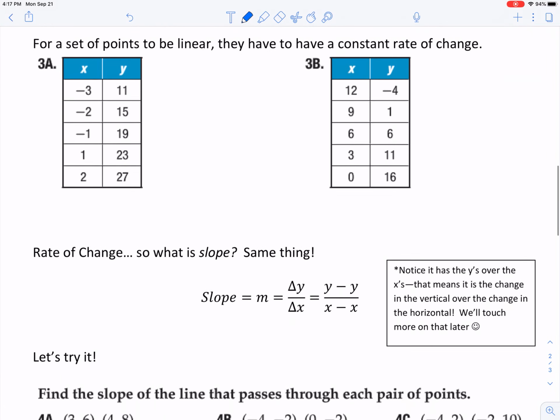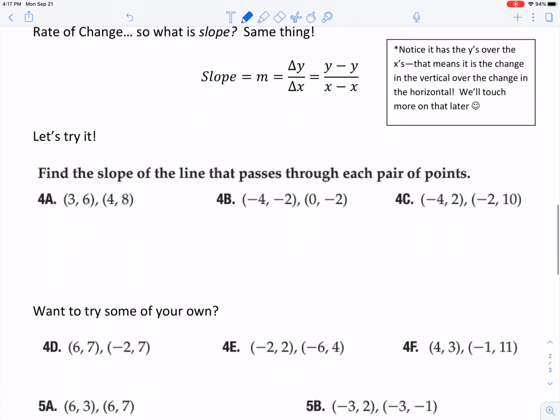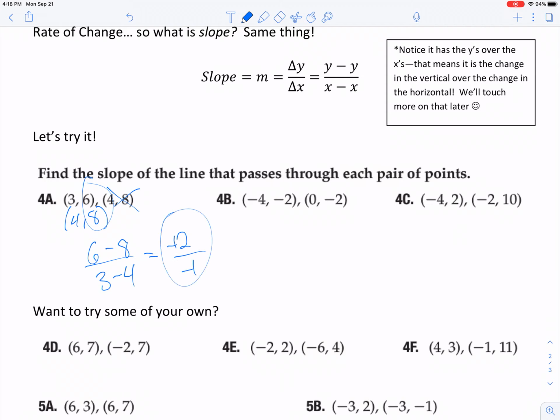On your homework, more like what you're going to see is just simply them giving you 2 points like this. And again, I'm going to want to write it one on top of the other. And then you're just going to find that slope. 6 minus 8 is negative 2. 3 minus 4 is negative 1. Simplify that. Negative divided by negative makes a positive. 2 divided by 1 is 2. So my answer is 2.